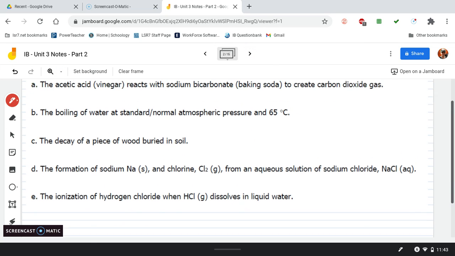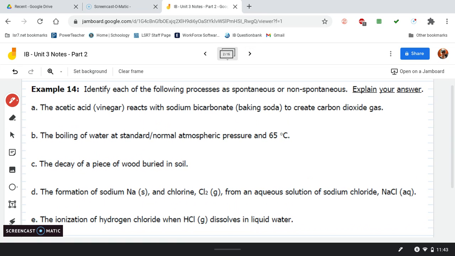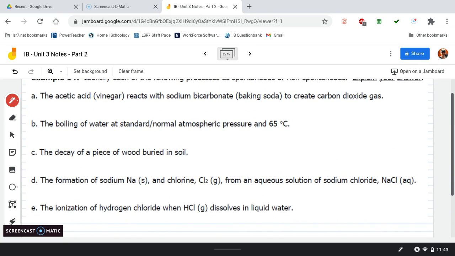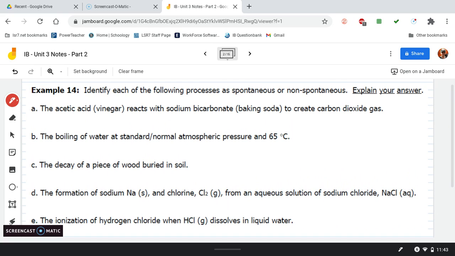Some examples here. Identify each of the following processes as spontaneous or not spontaneous, meaning, are these things going to happen on their own, or do they need a little bump? Do they need some energy? Do they need us to do something? So go ahead and run through them, pause the video, and then identify if you think that they're going to be spontaneous, happen on their own, or if these are not spontaneous, meaning that they have to have some sort of influence in order to occur.